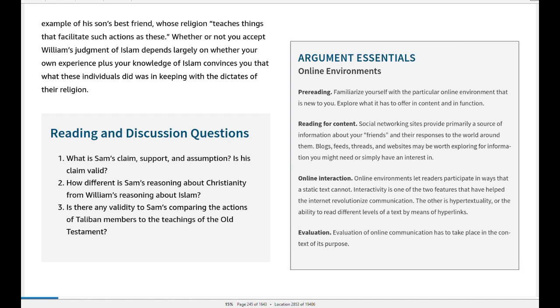Online environments let readers participate in ways that a static text cannot. Interactivity is one of the 2 features that have helped the internet revolutionize communication. The other is hypertextuality, or the ability to read different levels of a text by means of hyperlinks. Evaluation. Evaluation of online communication has to take place in the context of its purpose.